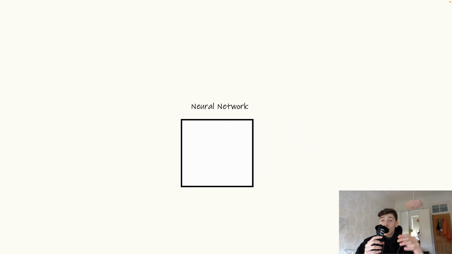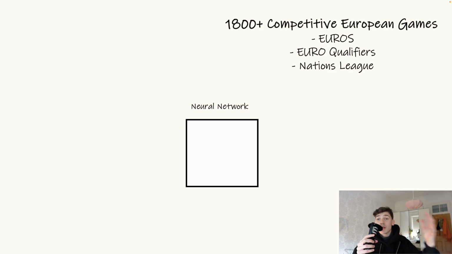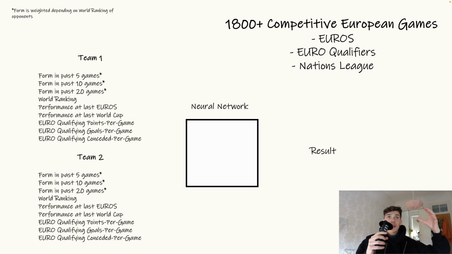So to give it knowledge, we'll have to fill up this box with over 1,800 competitive games between European nations spanning back to about 2003. For each game, we'll provide a bunch of stats. We'll give it the home team's form over the past 5, 10 and 20 games, which is weighted towards who they are playing. We'll give it the current world rankings. We'll give it the performance at the most recent Euros, the performance at the most recent World Cup, and the points per game, goals conceded per game, and goals scored per game in the most recent Euro qualifying.